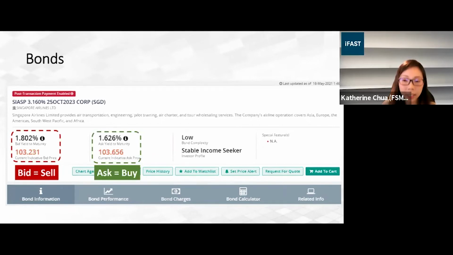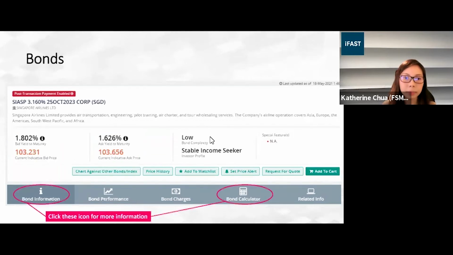On the other hand, if you had invested in this bond when they IPO'd back in 2018, it means that you can sell your bonds at 103.231 today. In other words, you made a capital gain. For every $100, you made $3.23. On top of that, you also collected the 3.16% coupon since the first day you invested, which is in 2018.